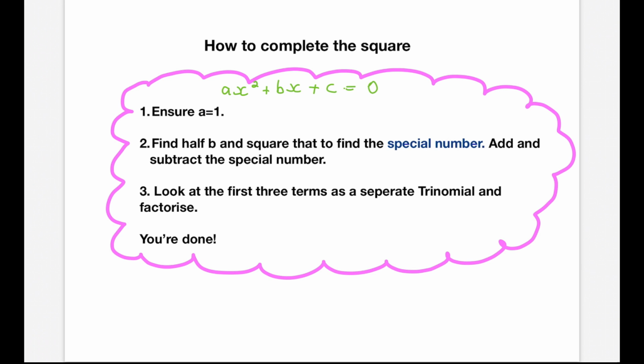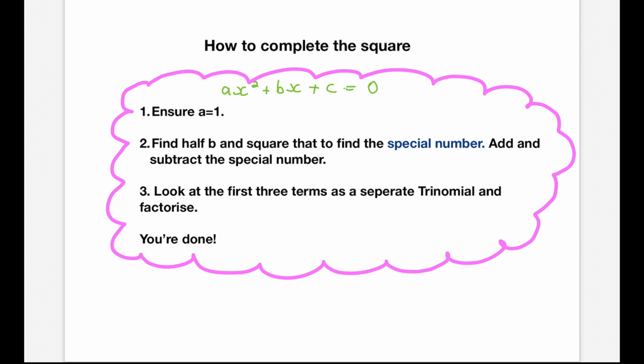Now, the second step might sound weird and complicated when I say it, but when we look at an example, it'll make perfect sense. The second step is to find half of b. B is this number. Find half of b, then square half of b. That is our special number. Finding half of b and squaring it gives us our special number, which we then add and subtract to that expression. This will make perfect sense when we look at an example in a second.